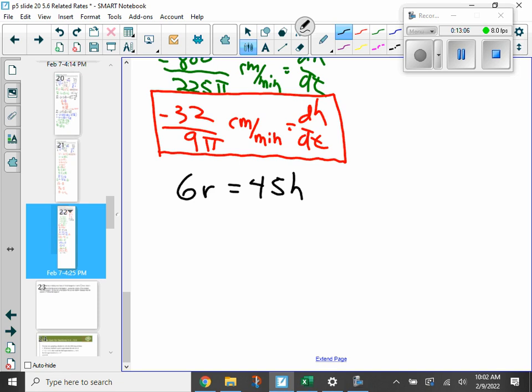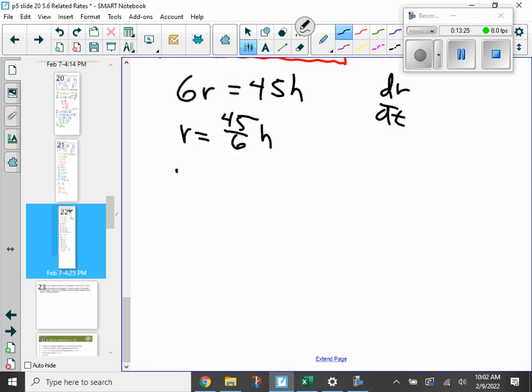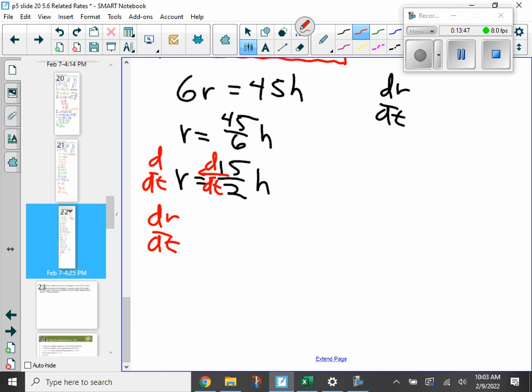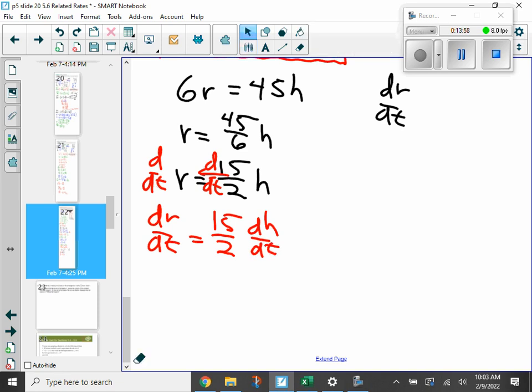And I am seeking dr/dt. That means that R is equal to 45 over 6 H, which we've already simplified. R is equal to 15 over 2 H. Now I'm just going to take the derivative of both sides with respect to time. I'm going to take my 15 halves and pull it through the derivative. So I have dr/dt, which is what I am seeking, is equal to 15 halves dh/dt. Well, guess what? I just found dh/dt.